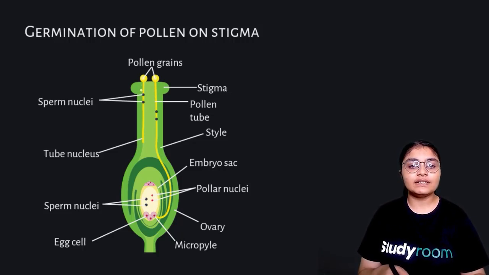And you can see here in this pollen grain, the tube nucleus is present here, and here the male gamete is transported into the egg cell that is present in the ovary, and here the male gamete comes and fertilizes the egg cell, and then the zygote is produced. So here you can see the different parts of the whole process, and the parts that are contributing in the process of fertilization or germination of pollen on stigma, right?